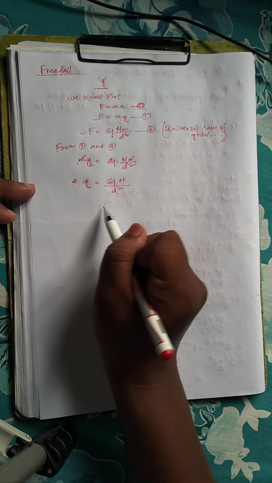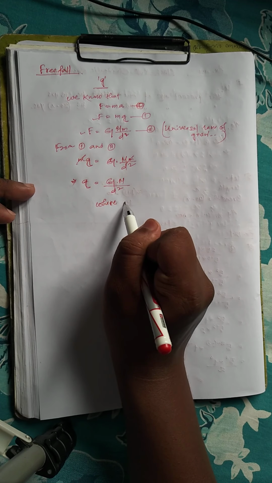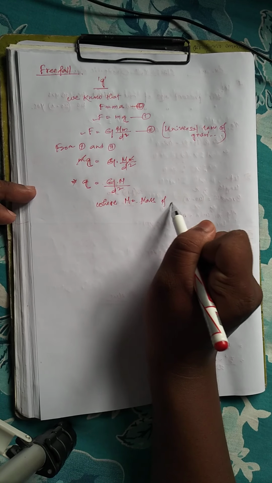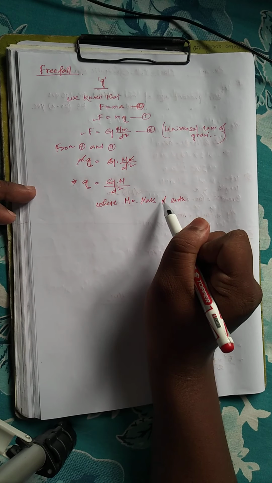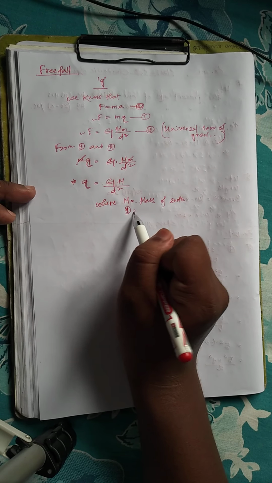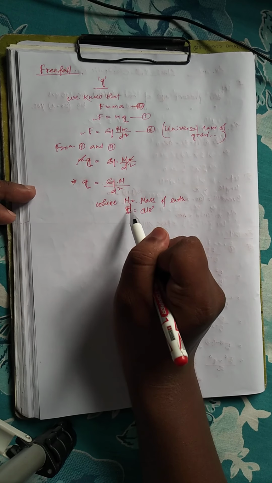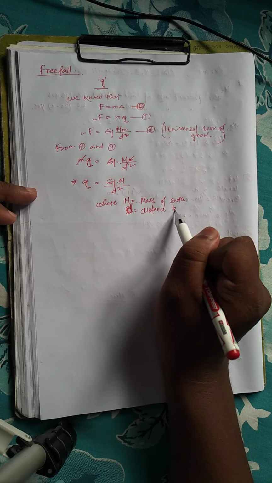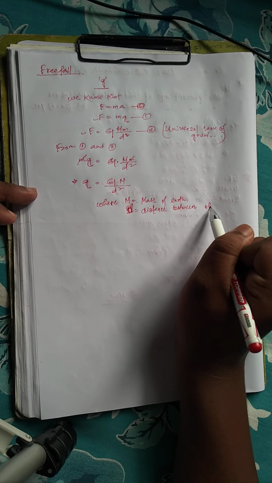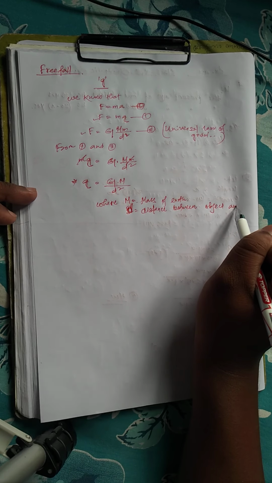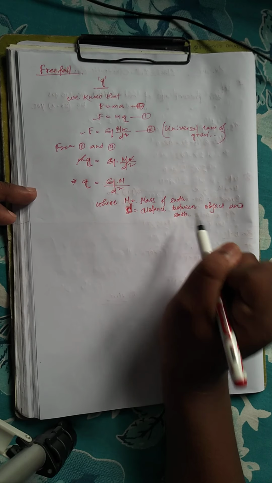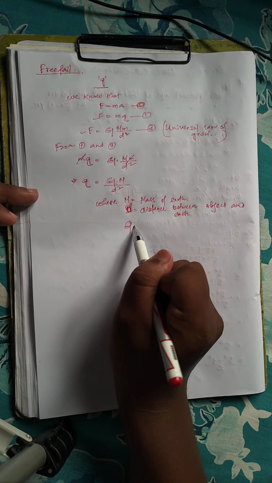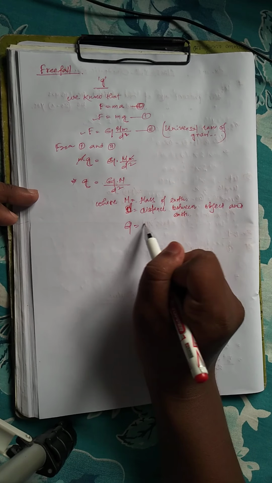Where capital M equal to mass of the earth, small d, sorry, d means distance between object and earth, and next one is capital G. So we know that this one is the gravitational constant.